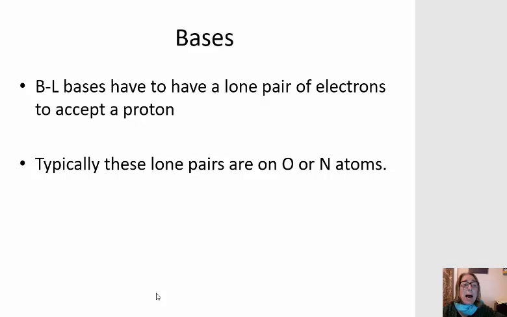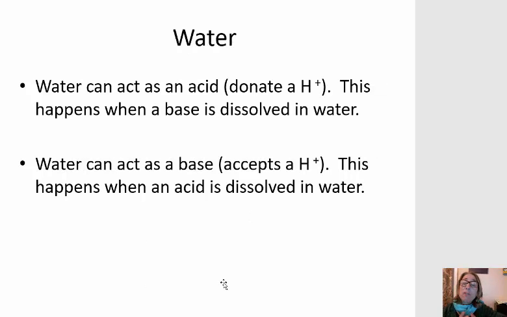Bronsted-Lowry bases have to have a lone pair to accept a proton, and typically these lone pairs are on oxygen or nitrogen atoms. And then finally, water can act as an acid where it donates a proton. This happens when a base is dissolved in water, or water can act as a base and accept a proton, and this happens when an acid is dissolved. So when water acts as an acid, it forms hydroxide, and when water acts as a base, it forms hydronium.